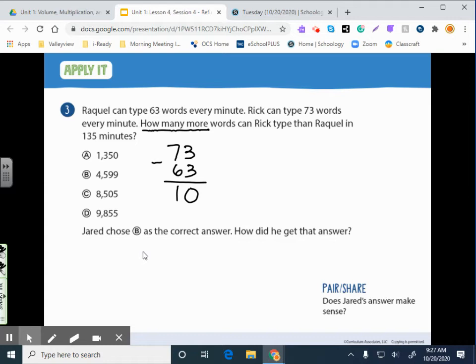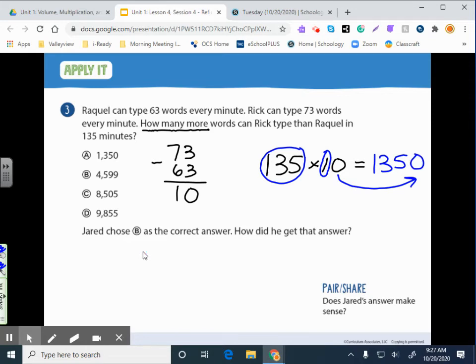But they want to know how many more words is that in 135 minutes? Well, that's easy. Let's do 135 times 10. Now, remember I showed you that trick of multiplying numbers by numbers that have a 0 in them? So 135 times 1 is 135. You bring over how many zeros you have. It's 1,350 words. So that just so happens to be A.